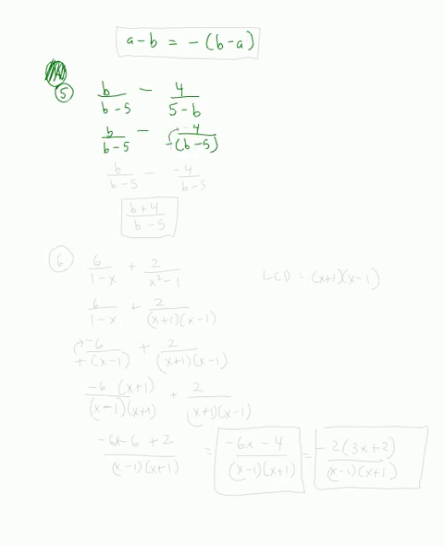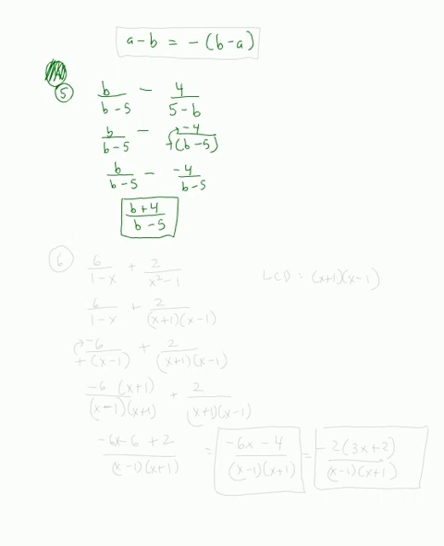Now this negative sign, I can just move it to the top instead. So if I'm going to put it up there, the bottom becomes a positive. So I get b over b minus 5, and then I have minus a negative 4 over b minus 5. So they're actually the same denominator already, aren't they? I end up with b plus 4 over b minus 5. And nothing cancels because there's no factoring you can do.